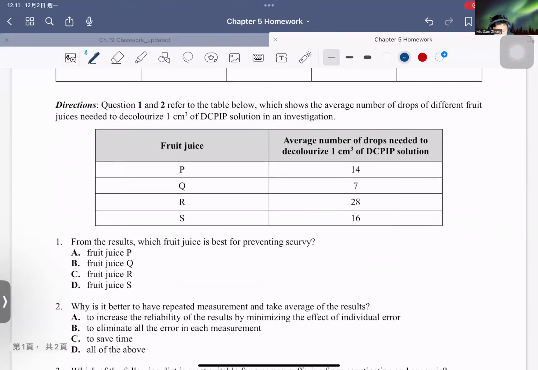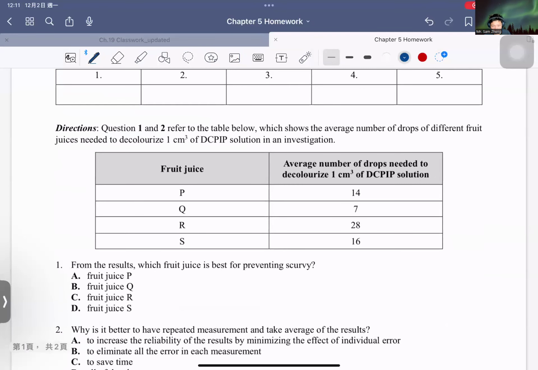So now, you can see that the first question of the Chapter 5 homework is related to DCPIP solution. It is similar to the questions that we had in the uniform test. So if you still remember, in fact, DCPIP solution is used to measure or to test the presence of vitamin C. If the juice can decolorize the DCPIP solution, then that means it has a sufficient amount of vitamin C.